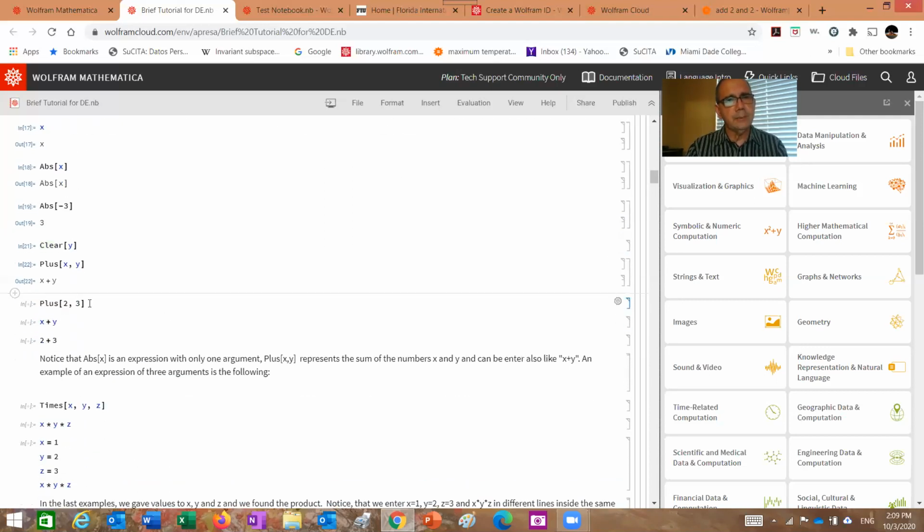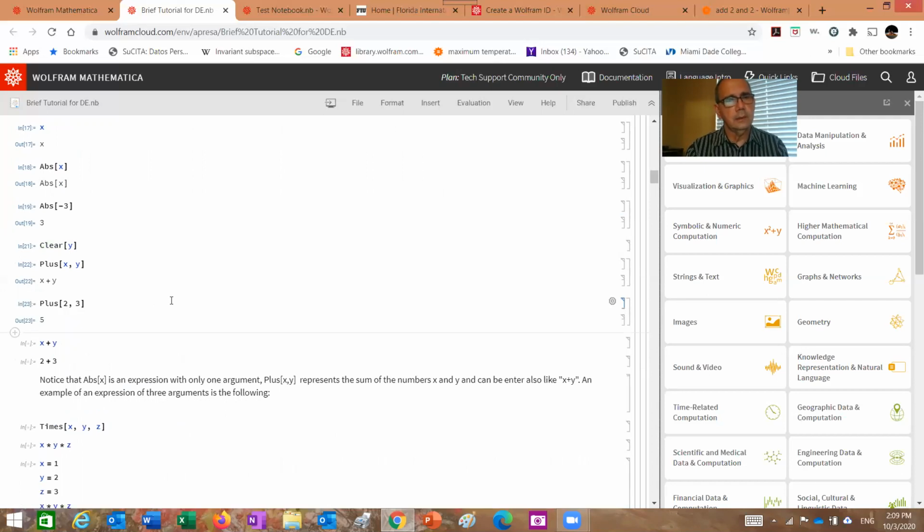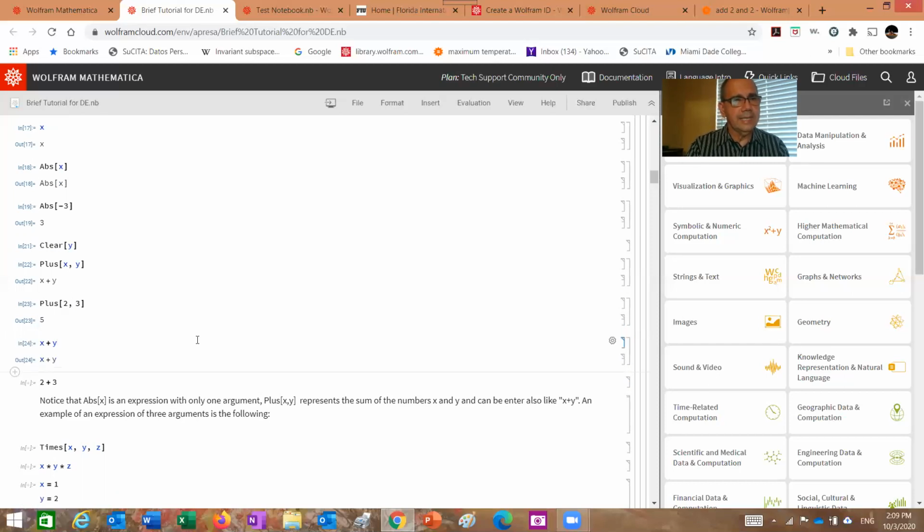Then, for example, when you apply this function to two concrete numbers, you get the sum of the two numbers. Now, in this case, when you enter x plus y and you press enter, you get x plus y again. Remember, x and y don't have any value, but what I want you to notice is that plus[x, y] is the same as x plus y.